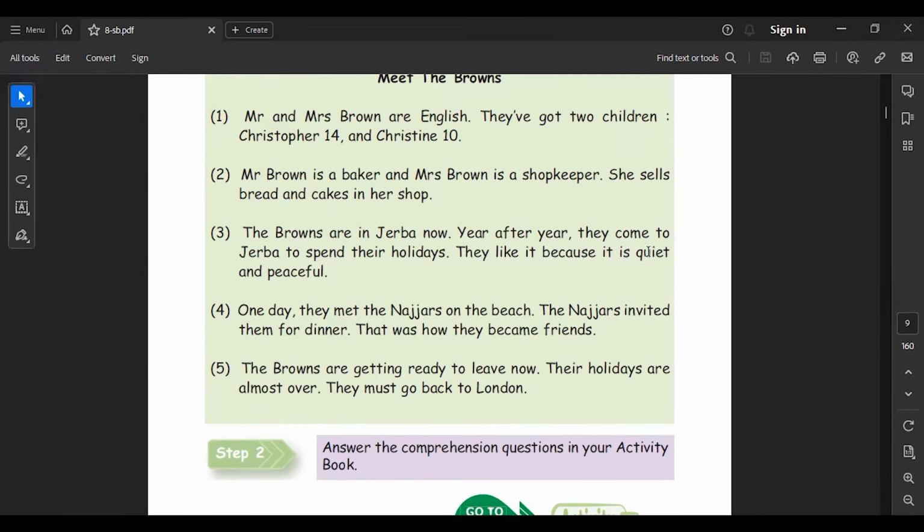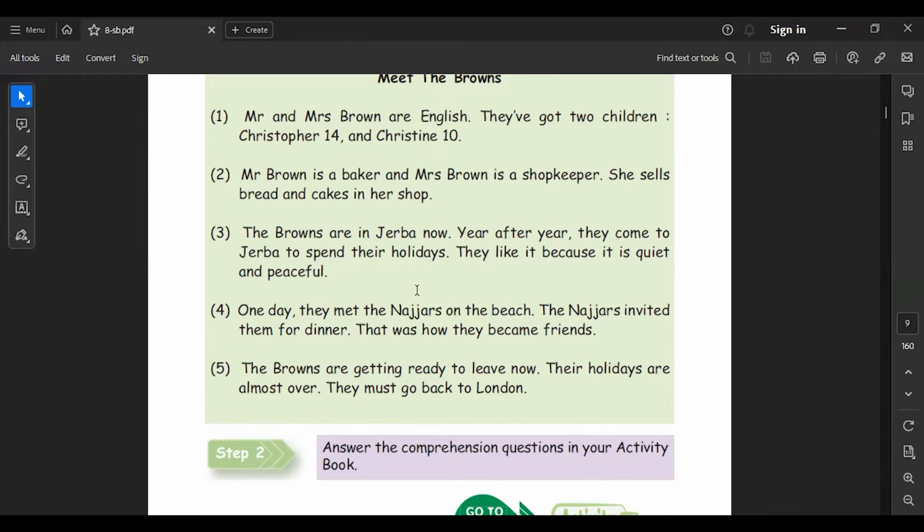Here we have 2 adjectives. We have quiet and peaceful. Now, this is a description for Jerba. Okay, as we are talking about functions, if I want to talk about functions, quiet and peaceful give me a description, so it goes to the function. So one day they met the Najars on the beach.